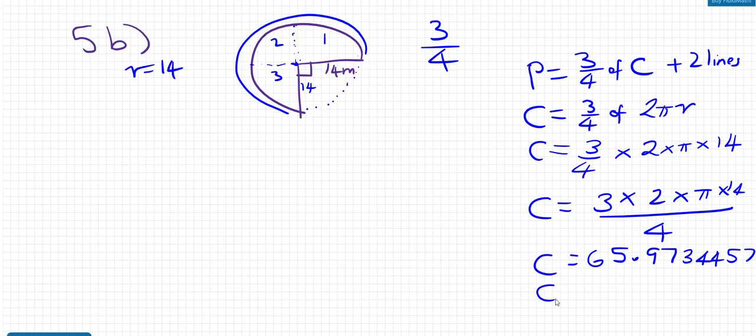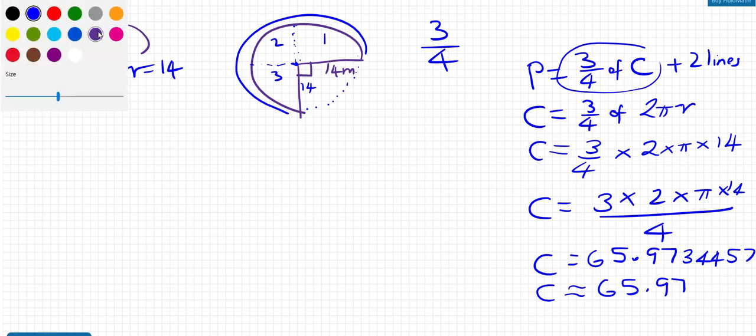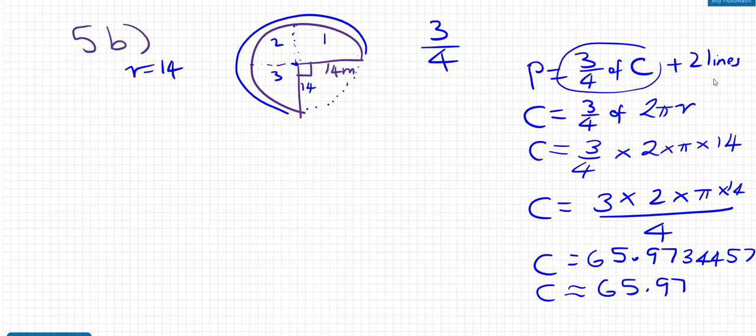Okay, and now let's just round it off to 2 decimal places. You can leave the whole thing if you want to. So 65.97 is the 2 decimal places. Now remember, we have found this part here, 3/4 of the circumference. We found that, and don't forget to add the 2 lines.